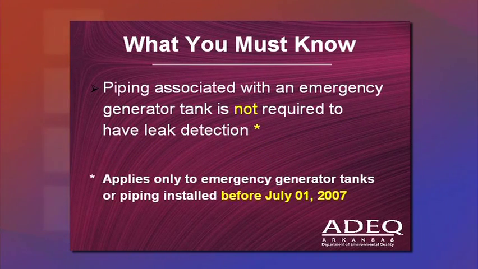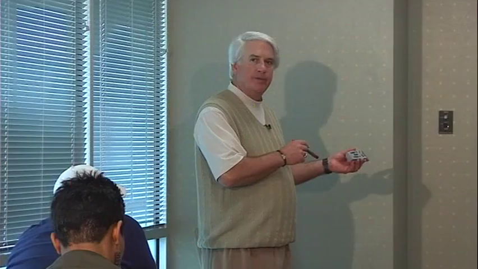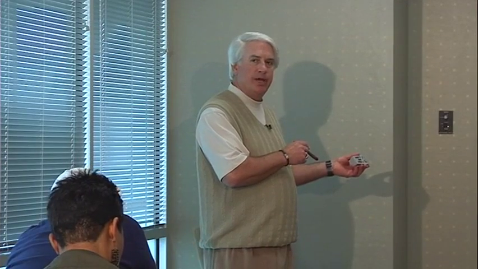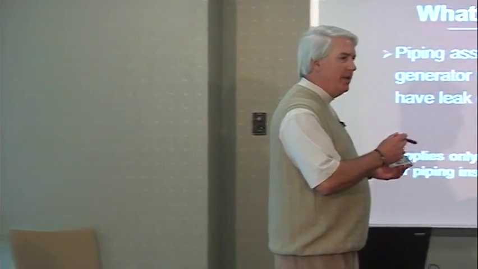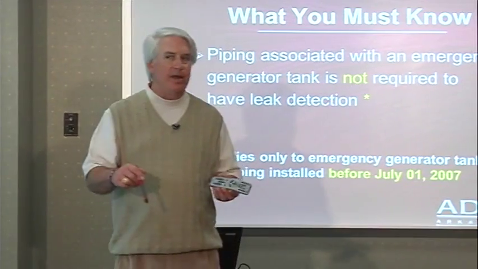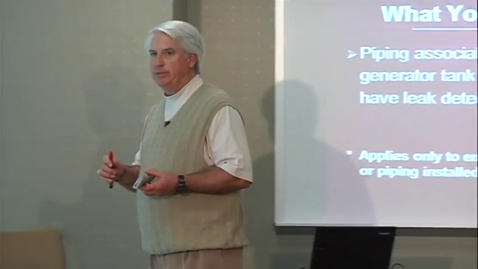Piping that's associated with an emergency generator tank is not required to have leak detection. It applies only to emergency generator tanks that were in the ground prior to July 1, 2007. They're deferred from release detection. Any emergency generator tank put into the ground after July 1, 2007, release detection is required.